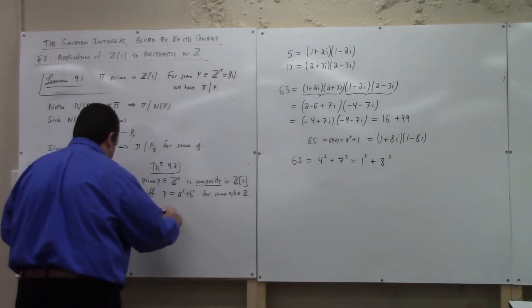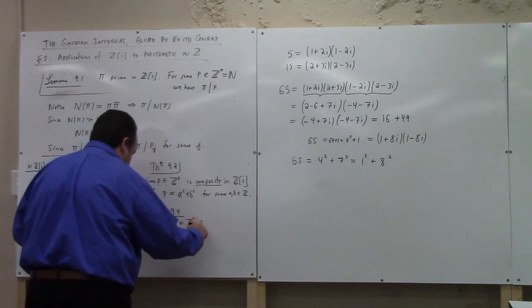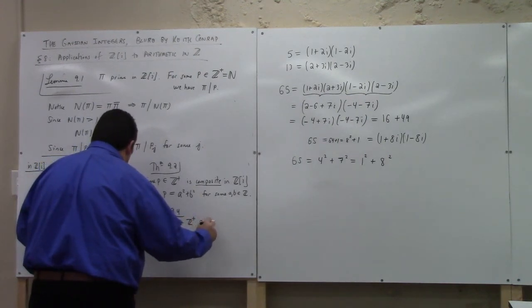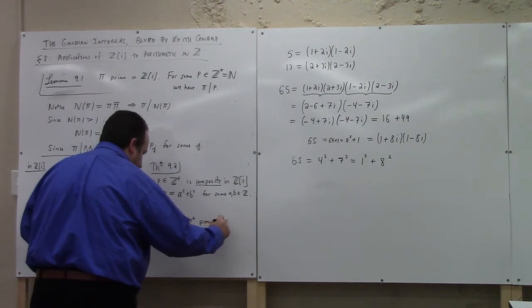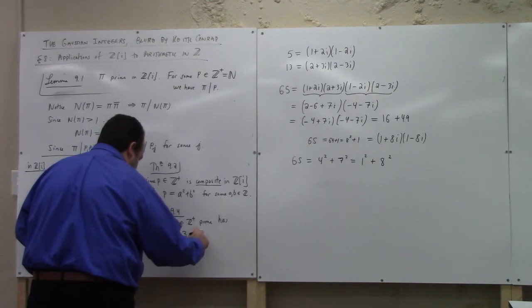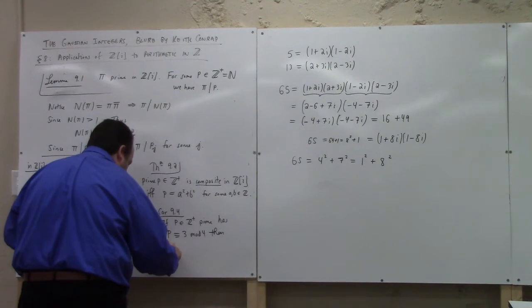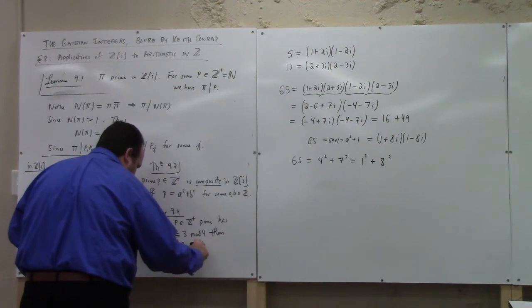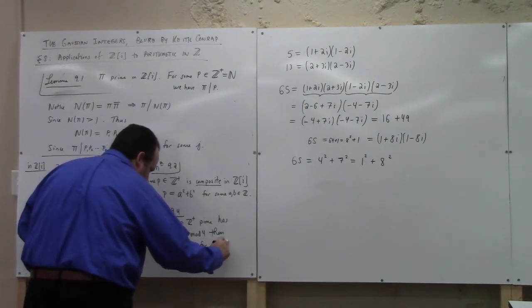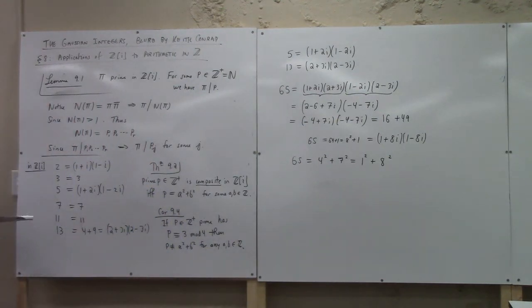Corollary 9.4 says that if p in the integers is prime, all right, has p congruent to 3 mod 4, then p is not equal to a squared plus b squared for any a, b in Z. So congruent to 3 mod 4.